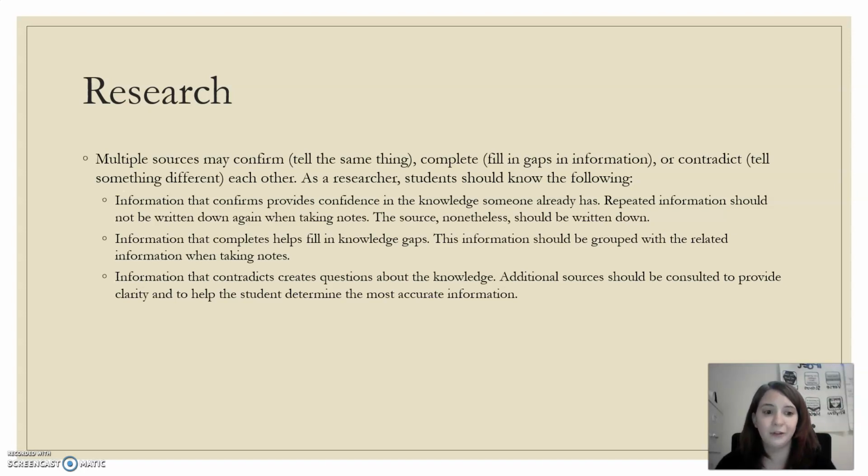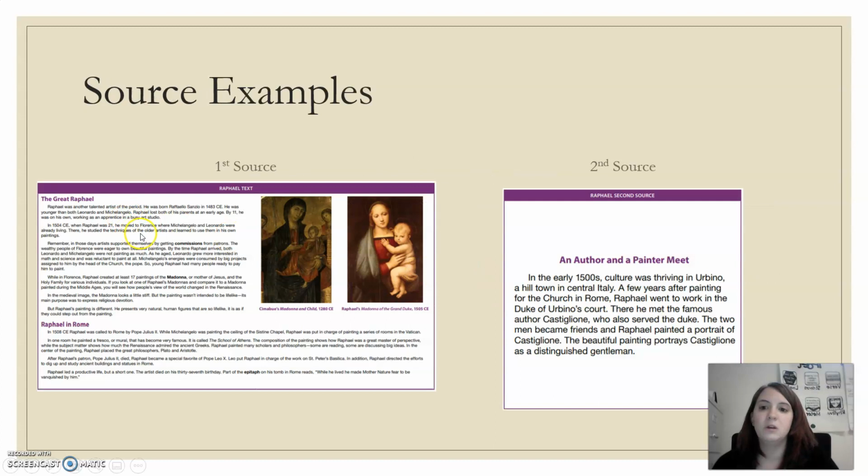We also want accurate information. So when you're looking for articles, look for articles that are very thorough and talk about things that you already know about. That way it confirms that it is a good resource. These are examples of sources that you would be able to use. The first source you'll see is an article about Raphael and his home. The second one is a very brief little blurb about him. These are good examples of sources that I can use. These are going to give me information about my artist.